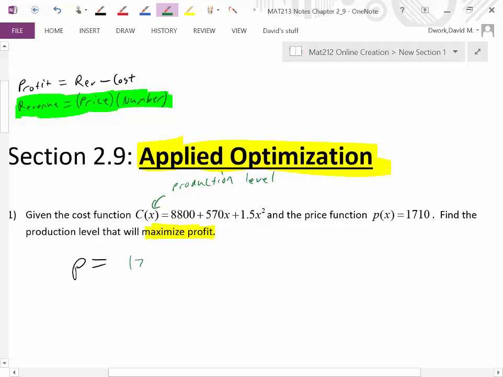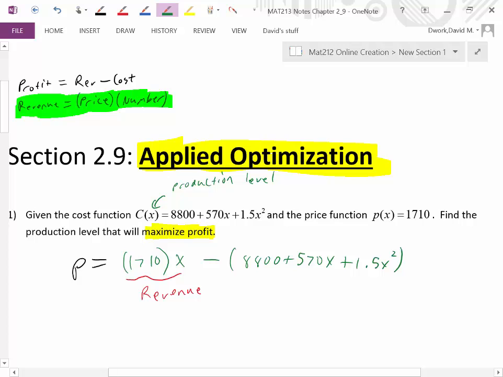So 1710, all right, so there's a price. Now, how do I represent the number of items we're selling? Well, that's just x, right? That's the production level. So however many of them we make, take that and multiply it by x. Okay, and that is this piece right here. This together makes our revenue. So therefore, now we have our revenue, and what we need to do is subtract our cost from that. And our cost, we already said, is this equation right up here. So we're just going to go ahead and fill that in.